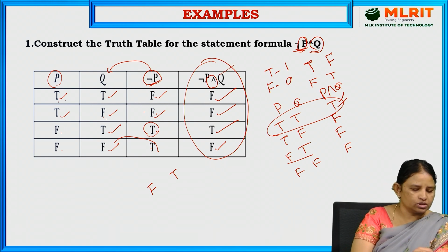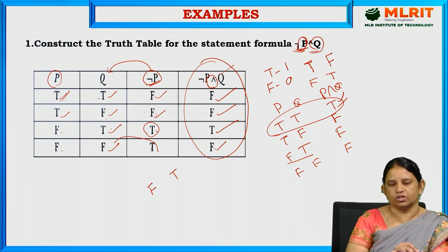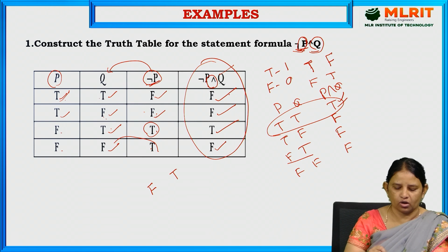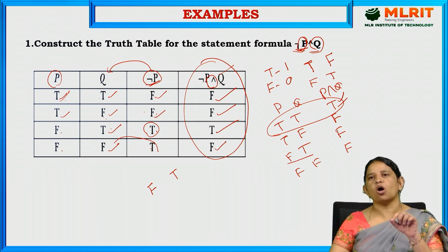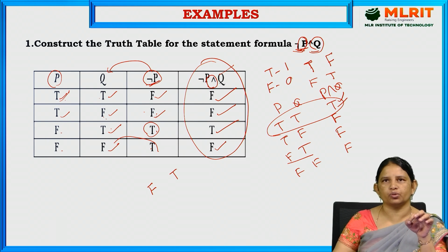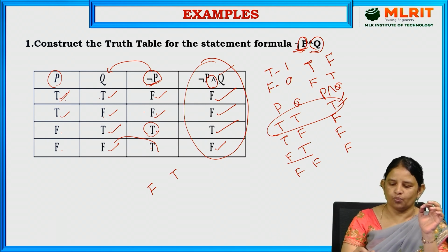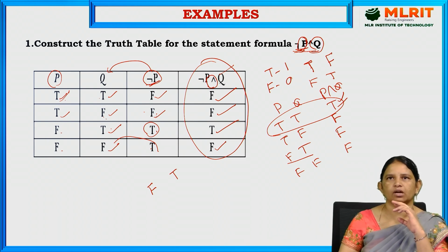What are the inputs? P, Q are the inputs. Then what is the corresponding output? These false, false, true, false is the corresponding output. So how many rows are present in the truth table? That depends on the number of propositions that are present in the truth table.